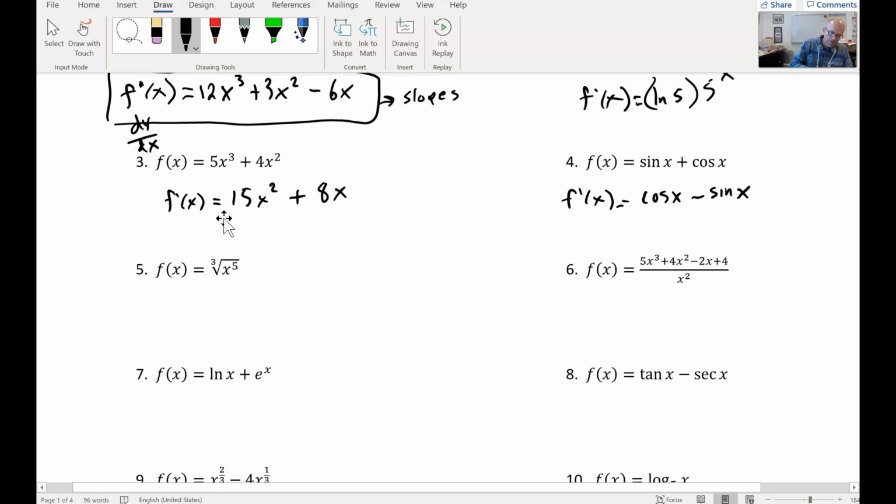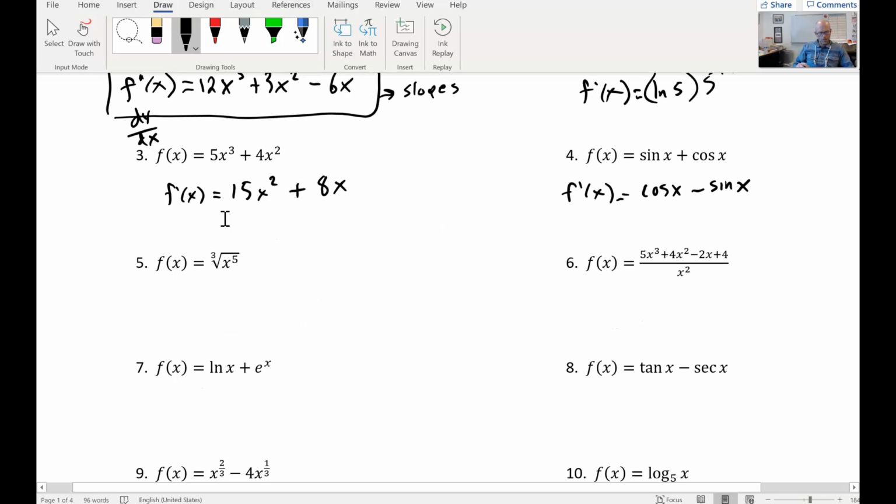Okay? Now, number 5, this is where it gets a little bit tricky. f of x is equal to the cube root of x to the 5th. So now this is where you have to be careful with your labeling, because the first thing I would do here is use some algebra to rewrite this. So I'm not taking the derivative right now, I'm saying that this is equal to what I'm about to write.